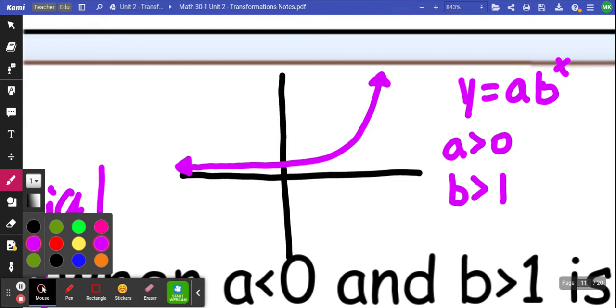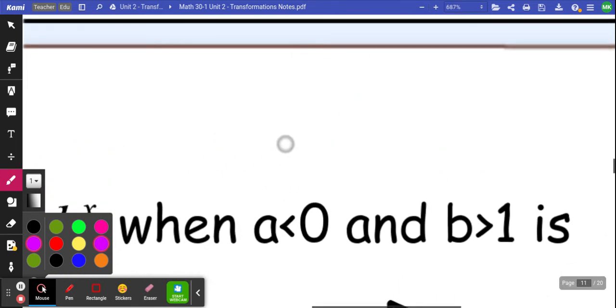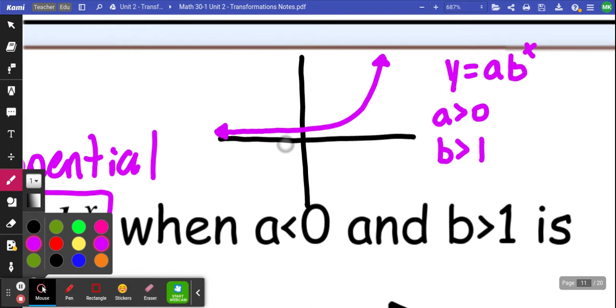A is greater than 0 means I'm talking about positive numbers, right? Almost all of our questions had a greater than 0. I don't think we really did any that were negative. And then b is greater than 1 meant we had growth. So it looks like this. Beautiful. They now want to know, what would that function look like when a is less than 0 and b is greater than 1?